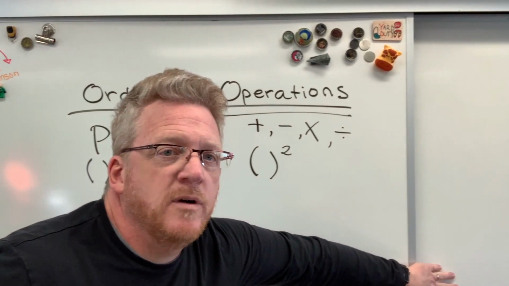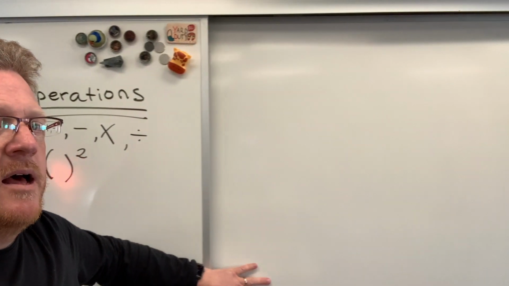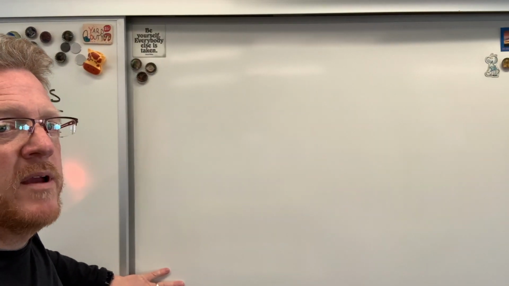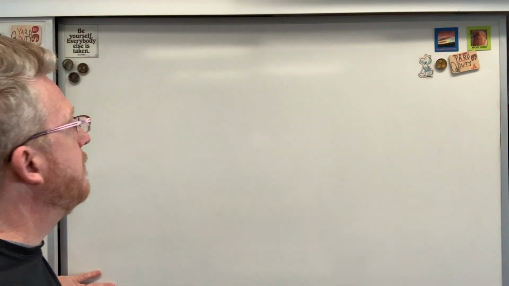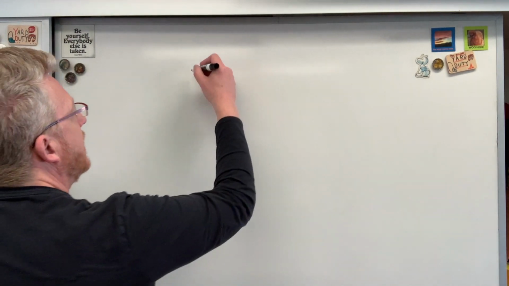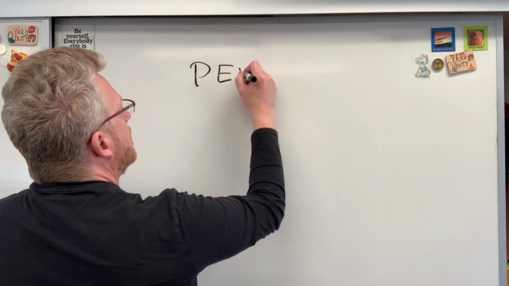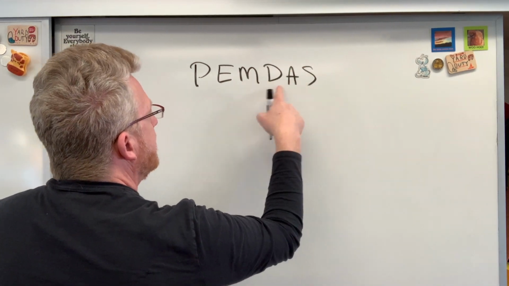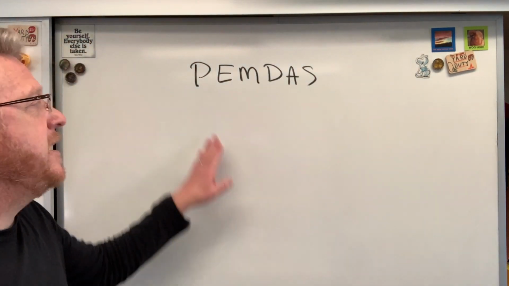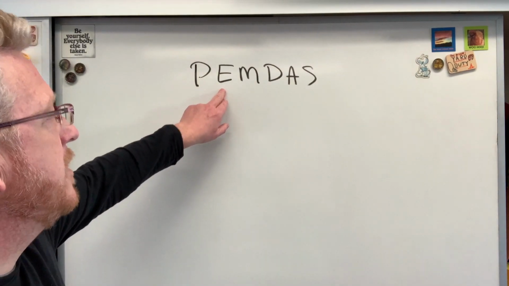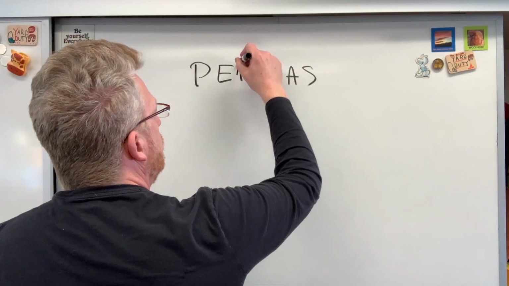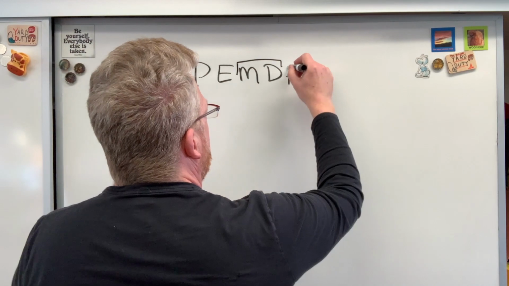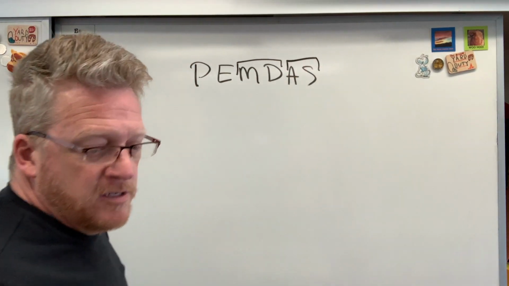All right, let's do a couple of examples. I'm not going to worry about recopying all of that up there, but I am going to write down PEMDAS. Please excuse my dear Aunt Sally, because we now know that P means parentheses, E means exponents, then multiplication and division, then adding and subtracting. All right, so here's our first problem.